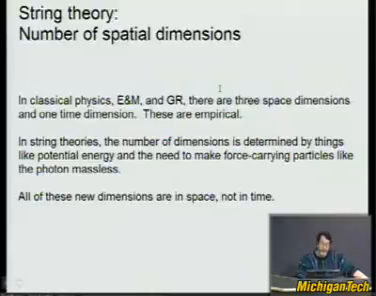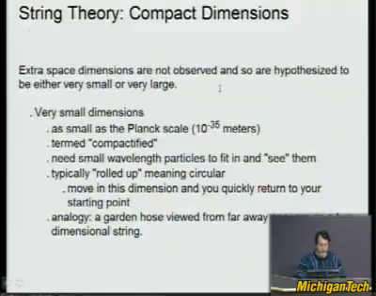So in classical electromagnetism and general relativity, there are three spatial dimensions and one time dimension. These are empirically determined. No set of physicists sat down and solved this from first principles. In string theories, however, the number of dimensions is determined by things like potential energy and the need to make force-carrying particles, for instance photons, massless or nearly massless. All of these new dimensions are in space, though, and not time. As far as I can tell, there's usually only one time dimension. Every now and then there's a paper saying there should be another time dimension, but it doesn't usually get much play. Adding spatial dimensions seems to help a lot, though.